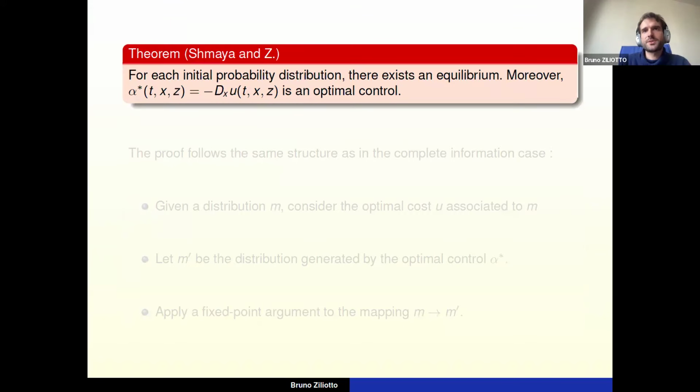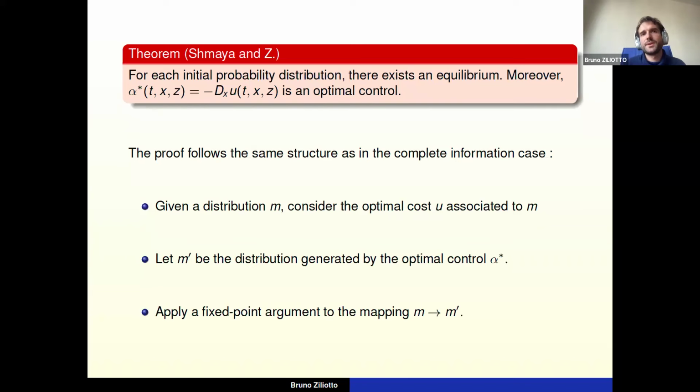So for the first result, I will not describe the proof too much, because it's not so different. I mean, there are some technicalities, but it's not so different from the standard case. So the first result says that indeed there exists some equilibrium, and moreover the optimal control is what is usual, meaning that it's the x derivative of the value function u. And the proof, as I said, is rather similar to the standard case.